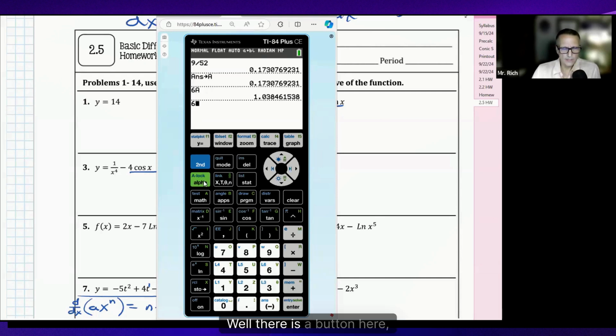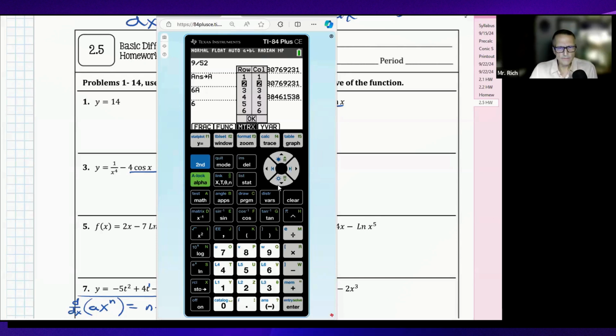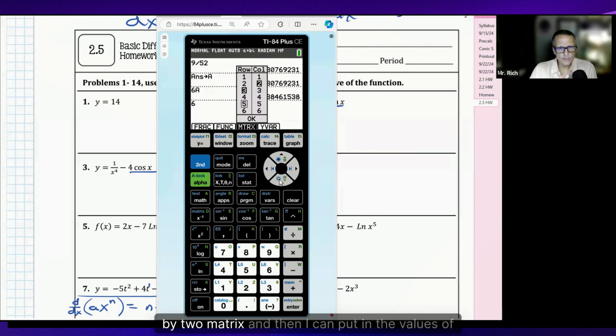Well, there is a button here, alpha F3. If you hit alpha F3, you can create a matrix on your home screen. You give it the dimensions, the rows and the columns, and we can do, say, create. I'm going to arrow up here and say, I want it to be a 3 by 2 matrix. And then I can put in the values of the matrix.